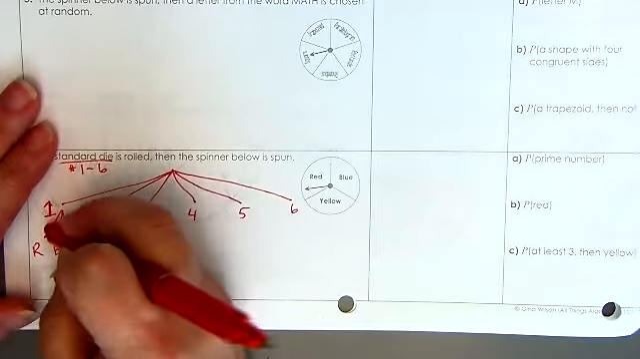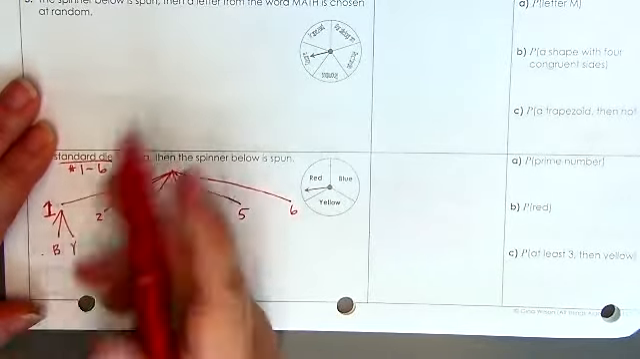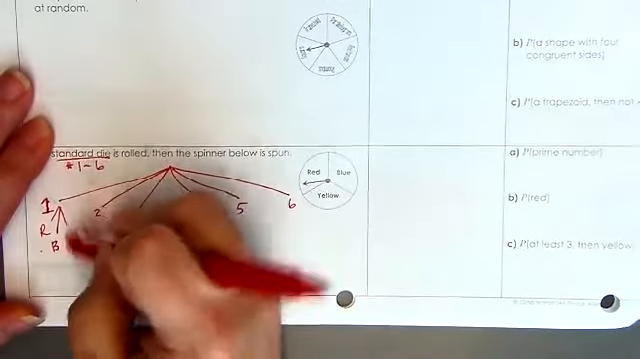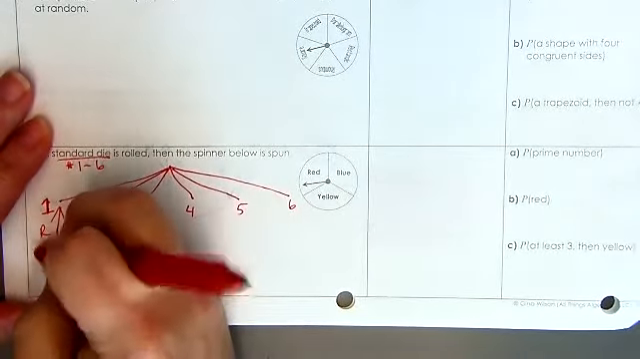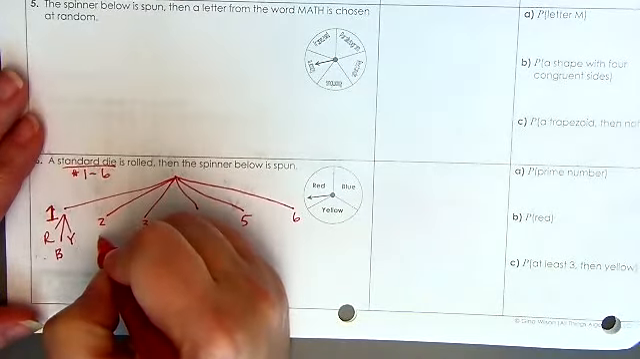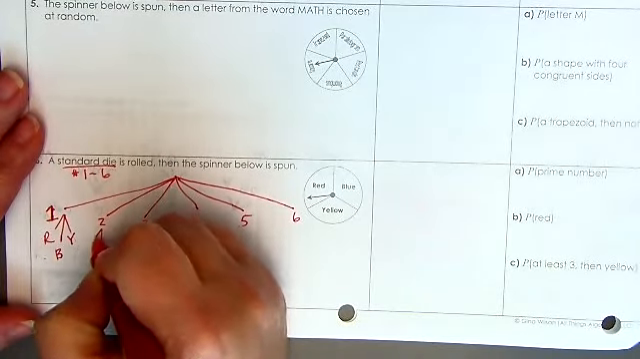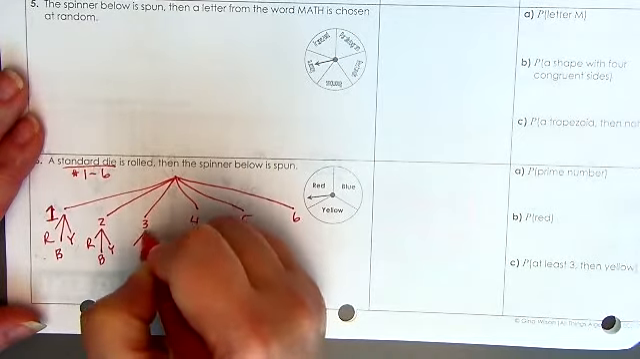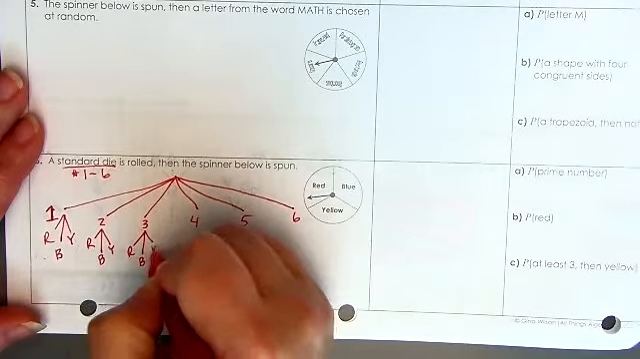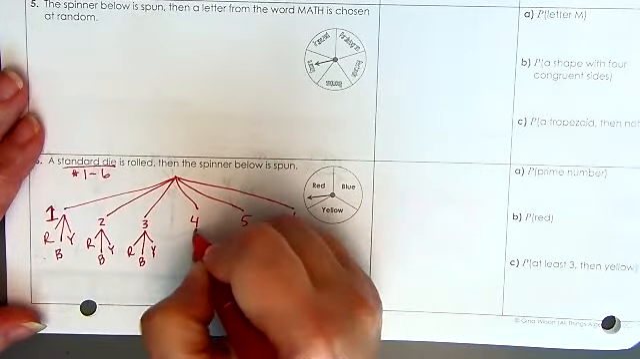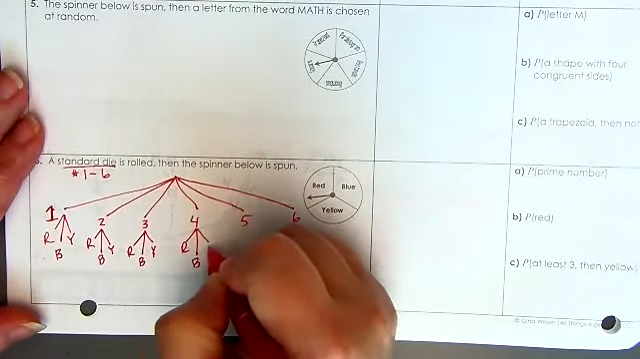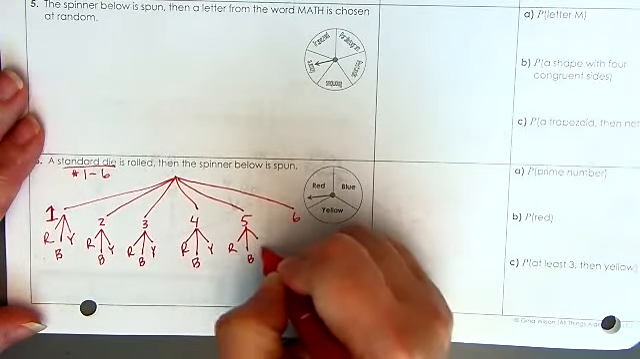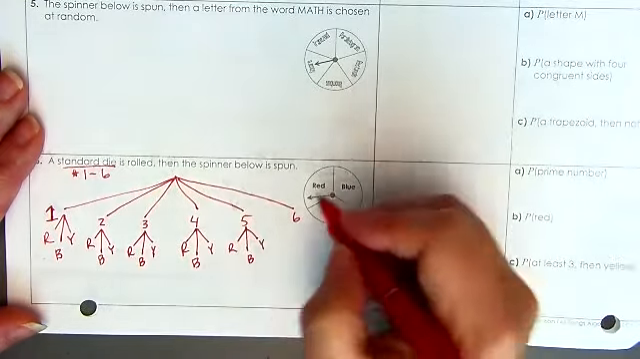We're going to do this so I can have room. Okay, so now here, I'm going to have red, blue, yellow for each one. Red, blue, yellow. Red, blue, yellow. Red, blue, yellow, because after each one, those are what I can end up with.